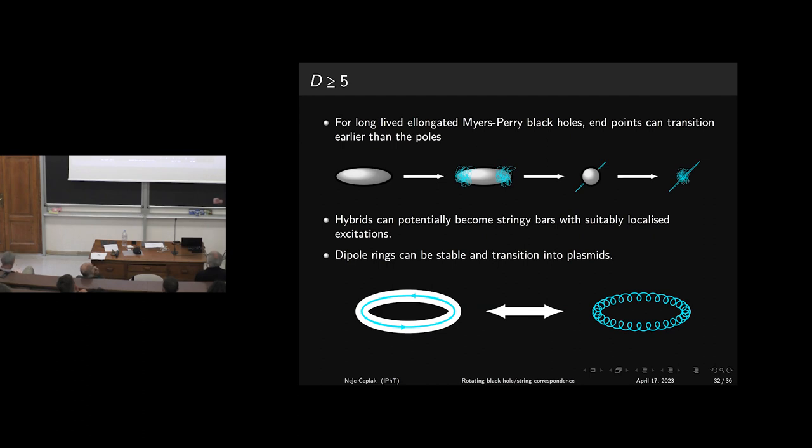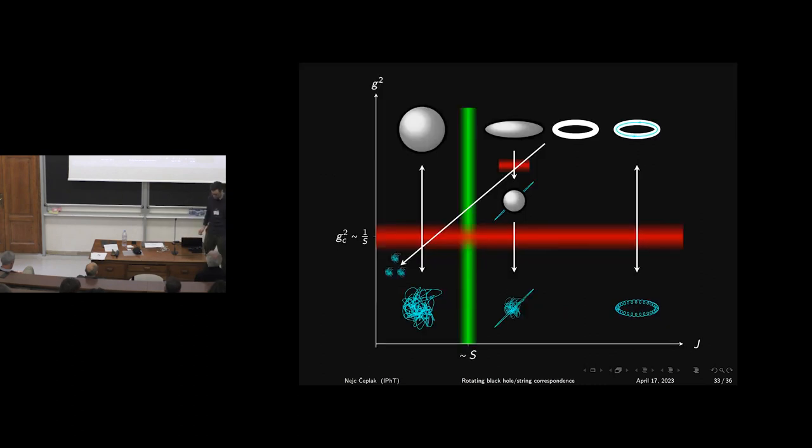The only difference is the dipole rings, which are stable, can transition into plasmids, which are just these loops of fundamental strings running around. And these are stable and these can be mapped one to another. So the final diagram looks something like this.